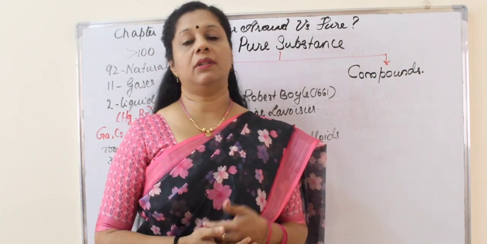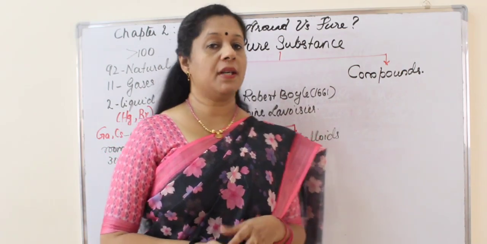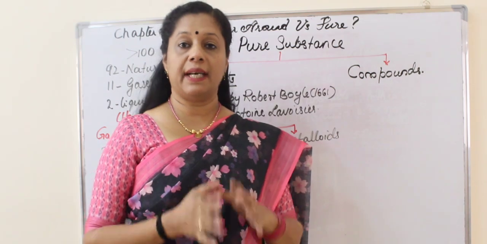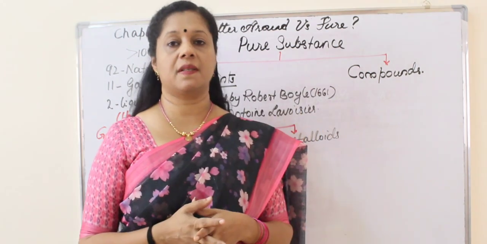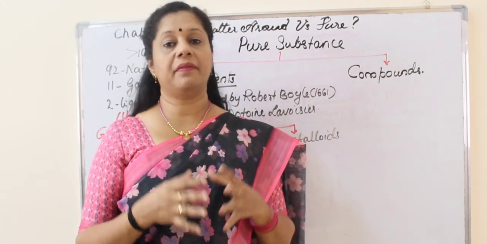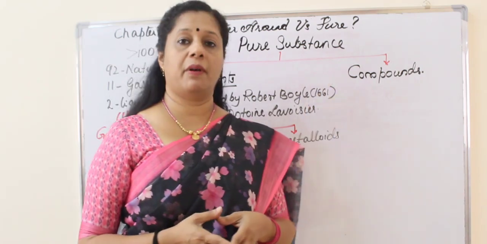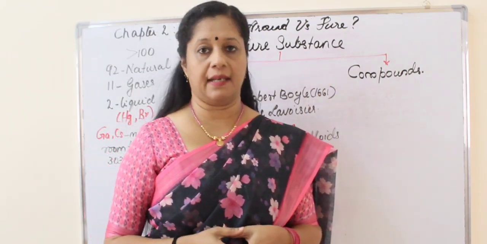Now let's talk about the types of pure substances. Pure substances can be of two types, elements and compounds. I told you they are made up of only one type of substance. So elements are basically made up of identical atoms, whereas compounds are formed of different molecules, we can say.